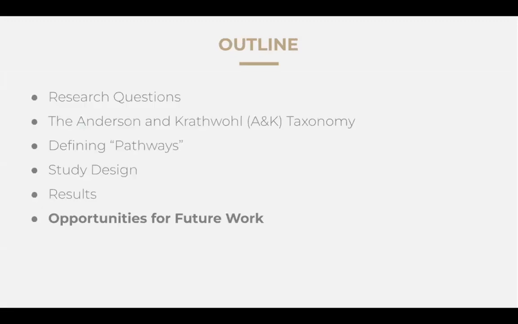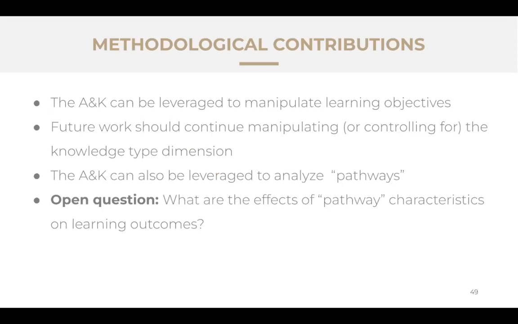So that's basically it. In terms of opportunities for future work, from a methodological standpoint, the Anderson and Krathwohl taxonomy we found extremely useful, both for manipulating learning objectives and for analyzing pathways towards an objective. Based on our findings, I would recommend for researchers to consider the knowledge type dimension as well as the cognitive process dimension. In our study, it had a big effect. And an open question for future work is, what are the characteristics of pathways that might impact learning?